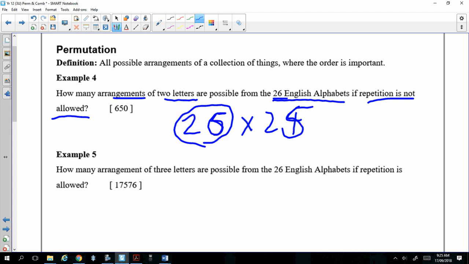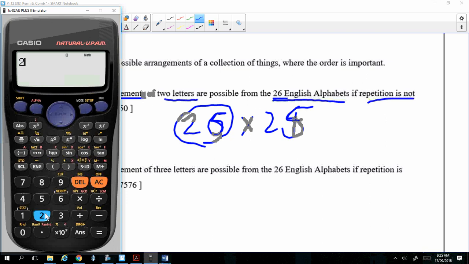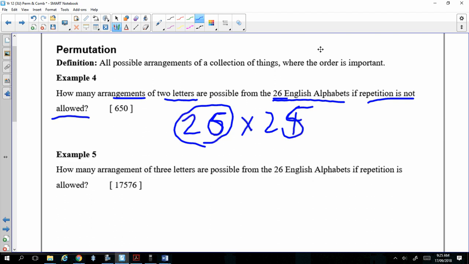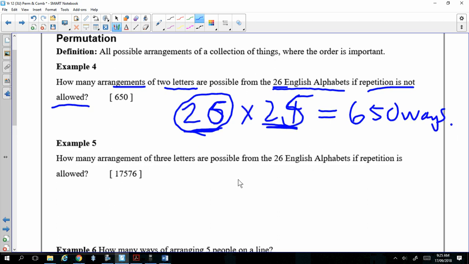We'll just double check on our calculator. 26 times 25 does give you 650. Okay, that's correct. So there's 26 ways to choose the first letter, 25 ways to choose the second letter. Therefore, there's 650 ways altogether. Okay, that's pretty good. Let me ask another student.